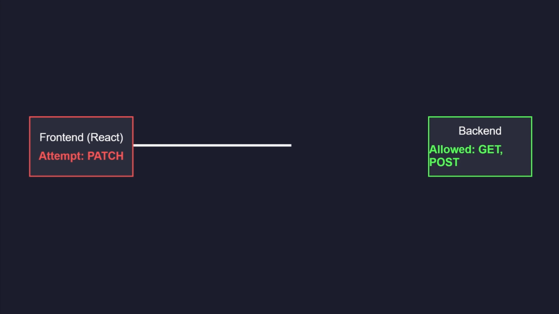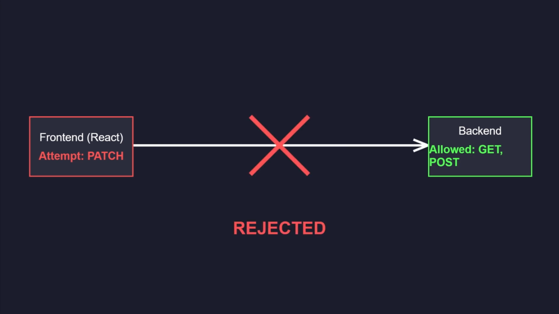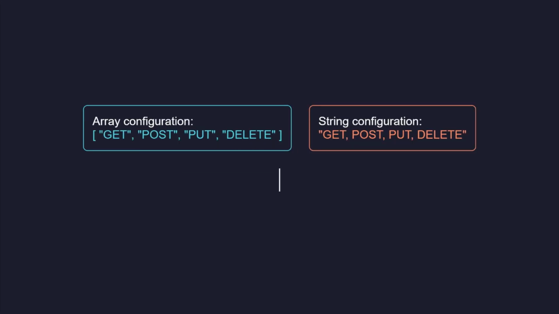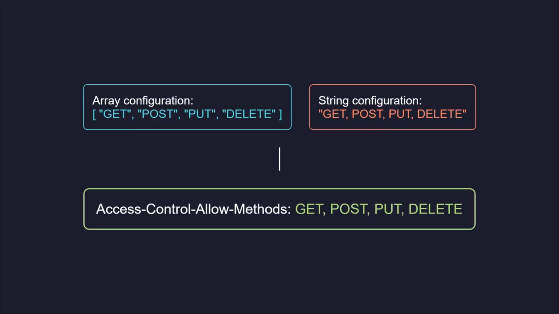Browsers also check for allowed methods during a preflight. If your React application tries to use a patch request, but the server only authorizes get and post through its headers, the browser will reject the operation, even if the server code actually supports it. You must include the access control allow methods header to specify which operations like get, post, put, or delete are permitted. In the middleware configuration, you can define this as a comma-separated string or an array to inform the browser of supported actions.